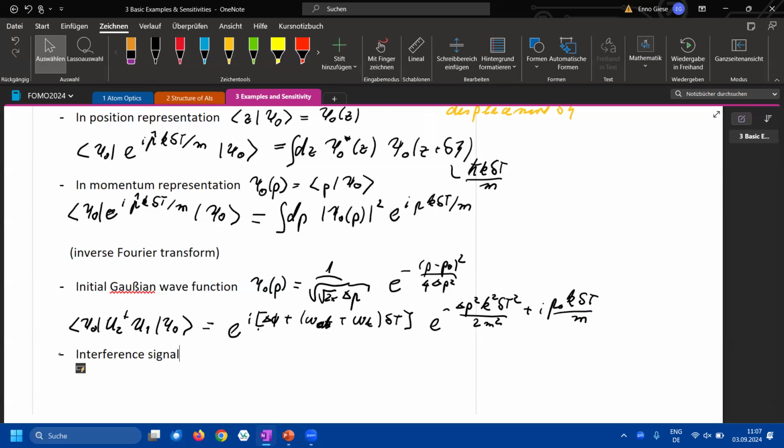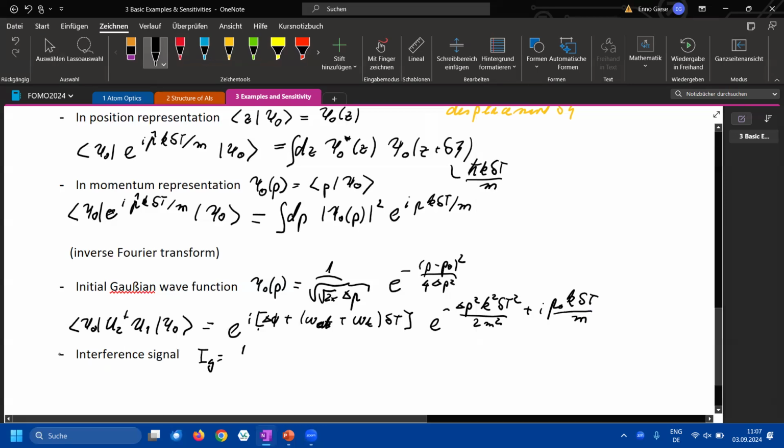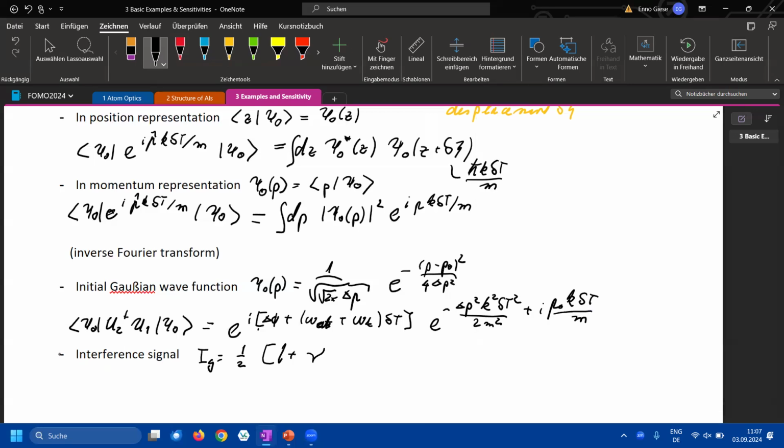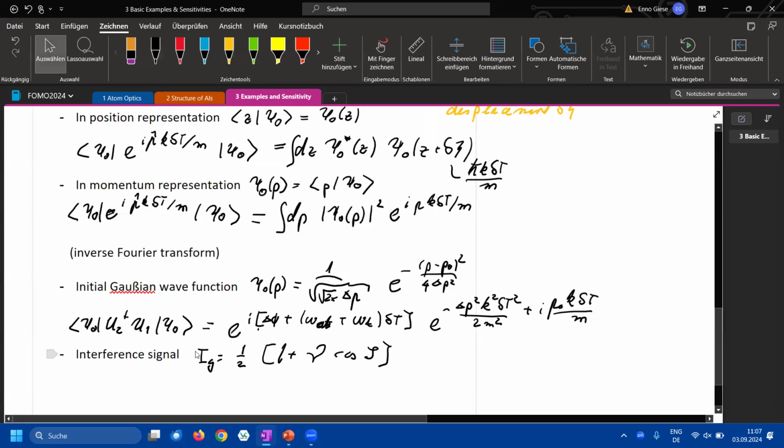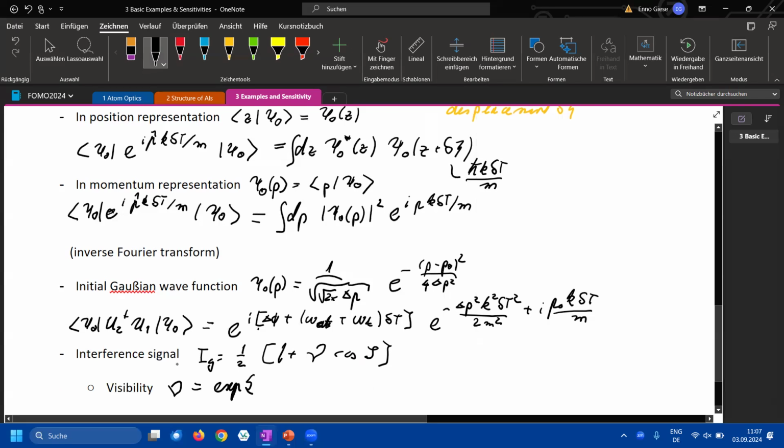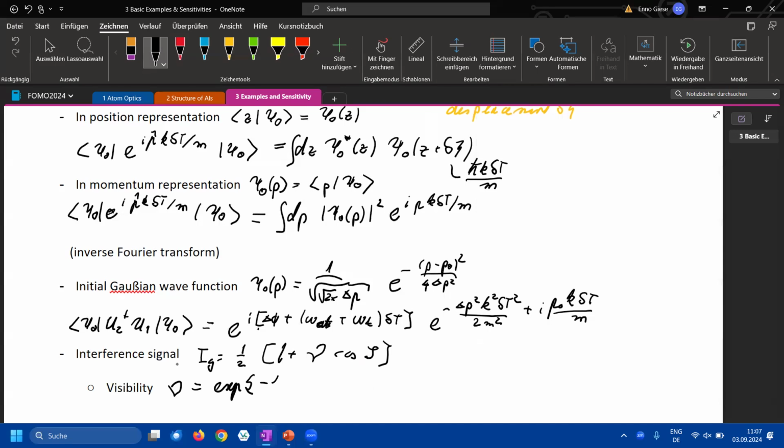is now Ig equal to 1/2 (1 plus visibility times cosine phi). And we observe now the visibility, and this visibility V is equal to the Gaussian, which is just the modulus of it, that is exp of minus delta P squared times K squared times delta T squared over 2m squared.